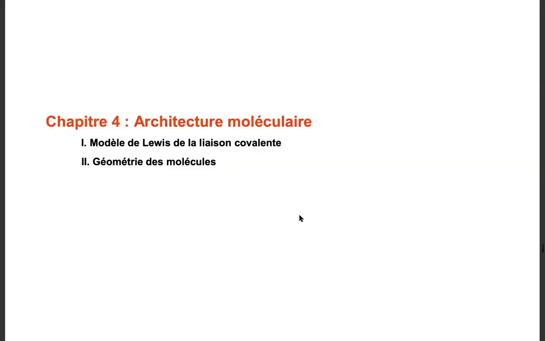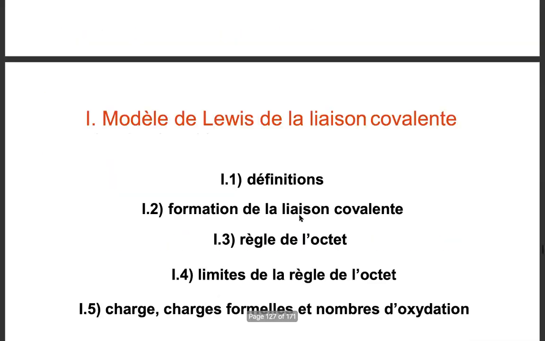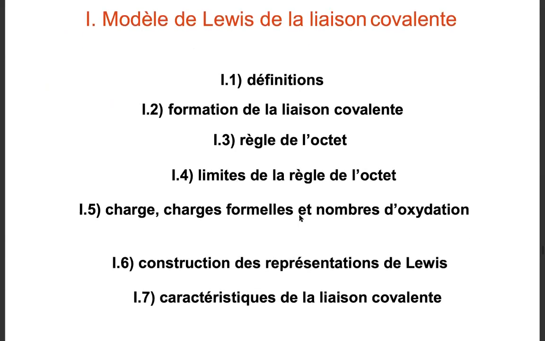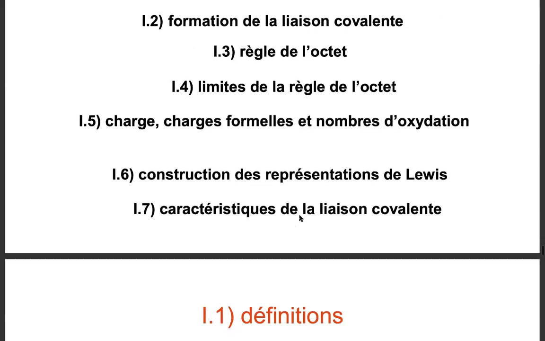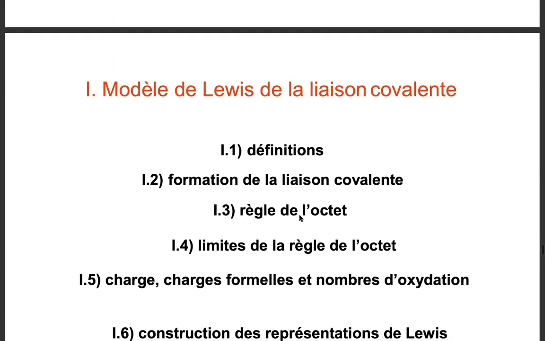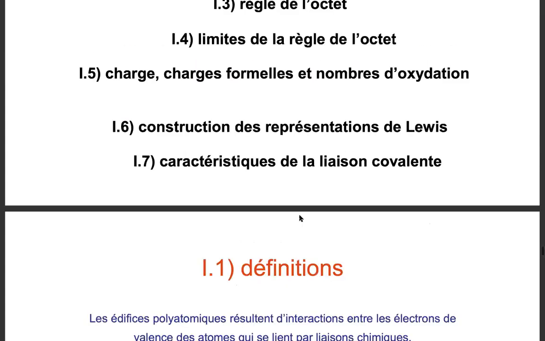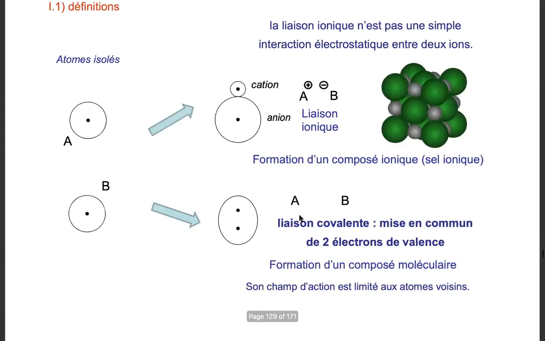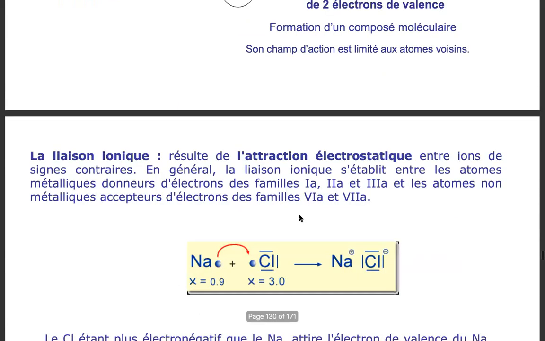So first, definitions, that is the formation of covalent bonds, then the regular octet, then limits of the octet rule, oxidation numbers, then construction of Lewis structures. So the definition: what is a covalent bond?